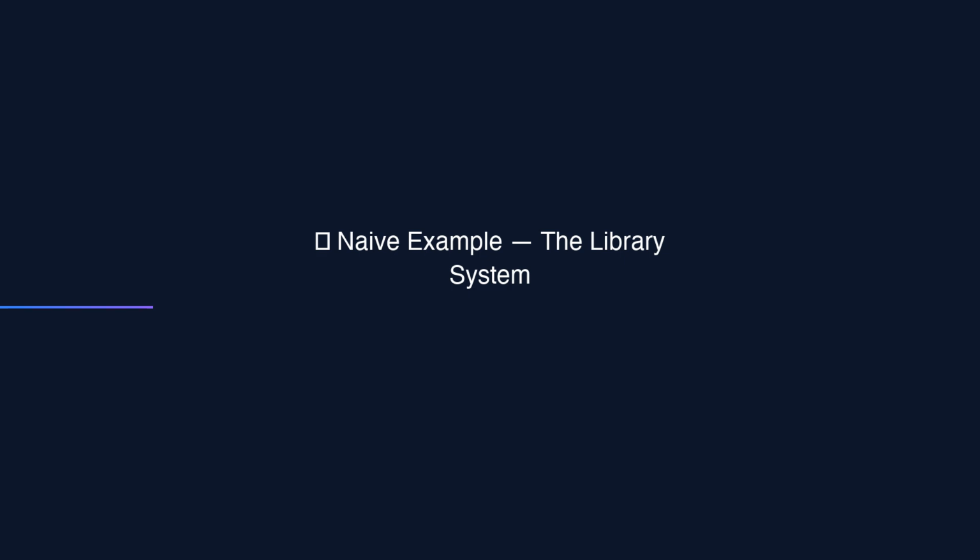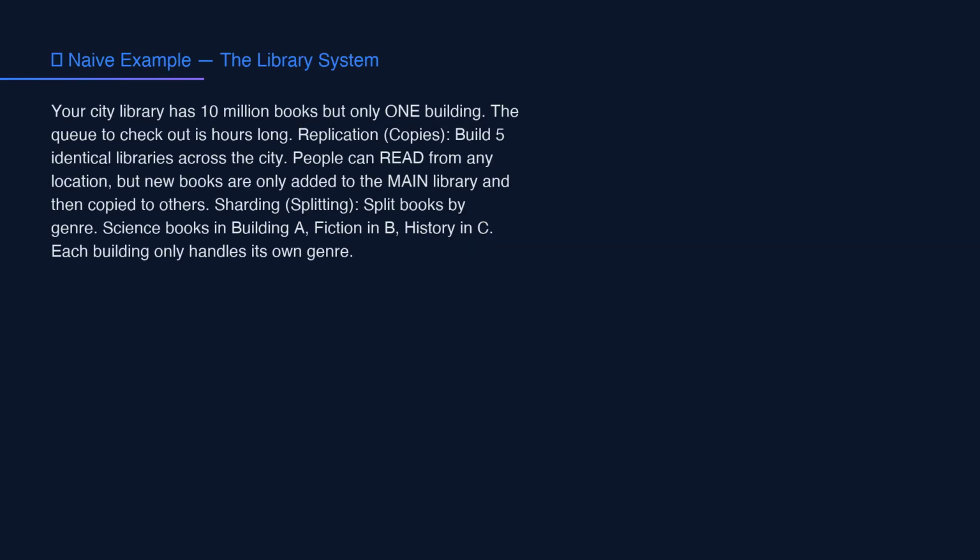Let's start with a simple analogy. Imagine your city library has 10 million books, but only one building. The queue to check out is hours long. What do? One option is replication. Build 5 identical copies of the library. Anyone can go to any library to read a book, drastically reducing the line.